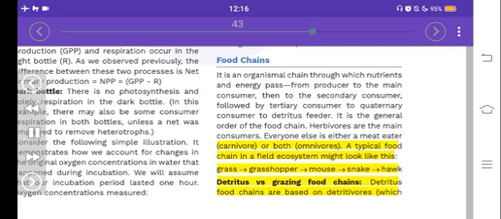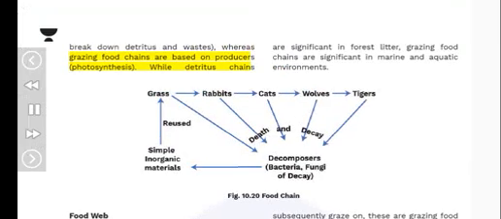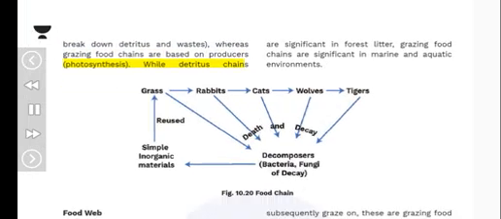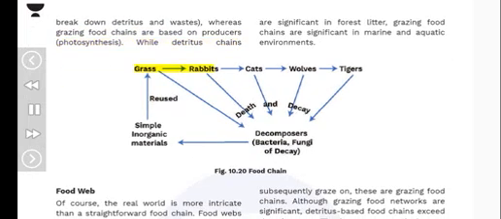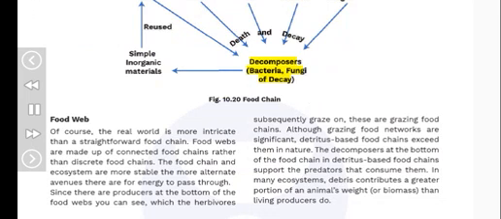Detritus food chains are based on detritivores, which break down detritus and wastes, whereas grazing food chains are based on producers' photosynthesis. In detritus chains, such as grass to rabbits, they are significant in forest litter. Grazing food chains are significant in marine and aquatic environments. Cats, wolves, tigers. Decomposers, bacteria and fungi of decay, break materials down into simple inorganic materials.